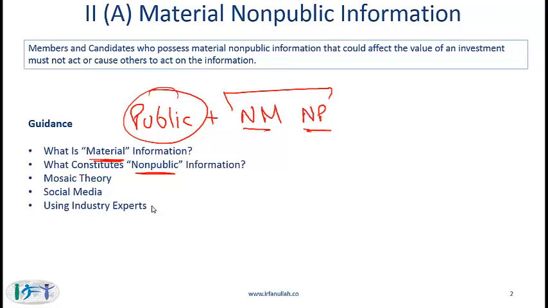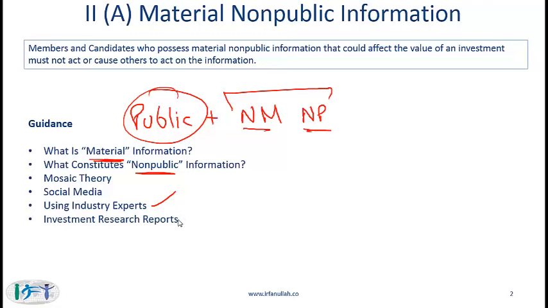Using industry experts is appropriate as long as you are not getting material non-public information. And if you do get material non-public information, then obviously you should not act on it. You should not cause others to act on it. Going back to my simple example related to the pharmaceutical company and FDA approval. Let's say that you speak to a pharmaceutical expert and somehow you find out about the fact that this company has just received FDA approval, but that information has not been made public, then you are not allowed to act on that information.